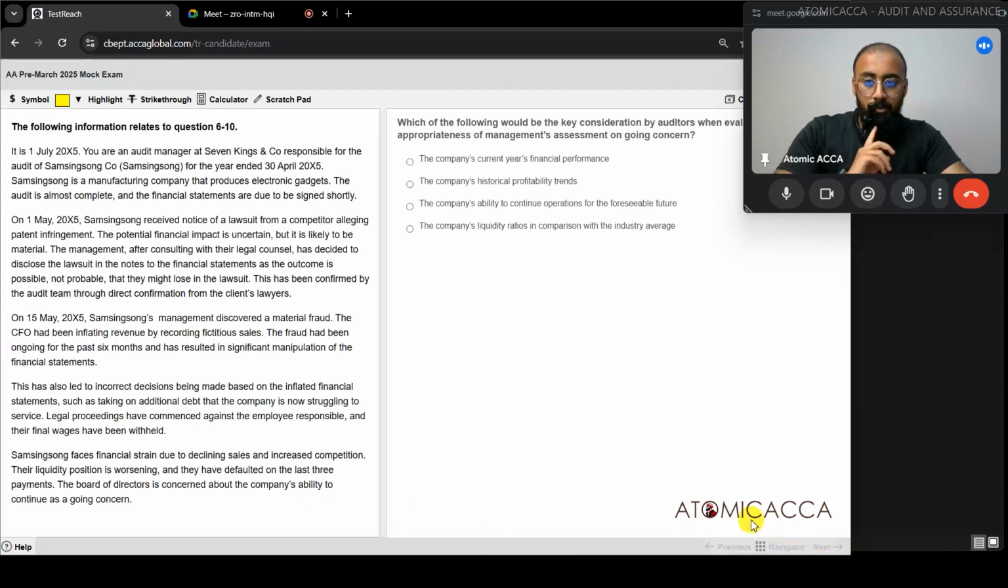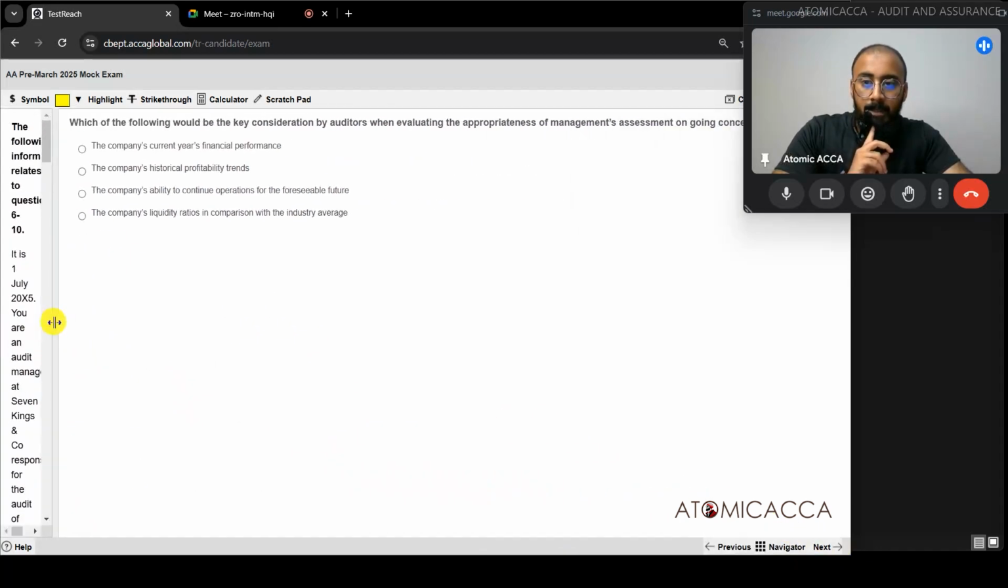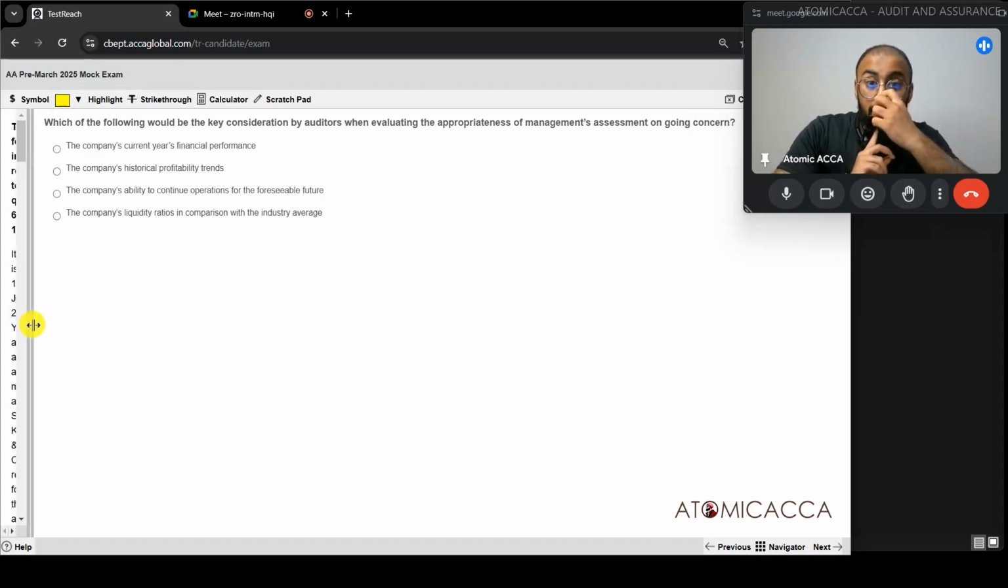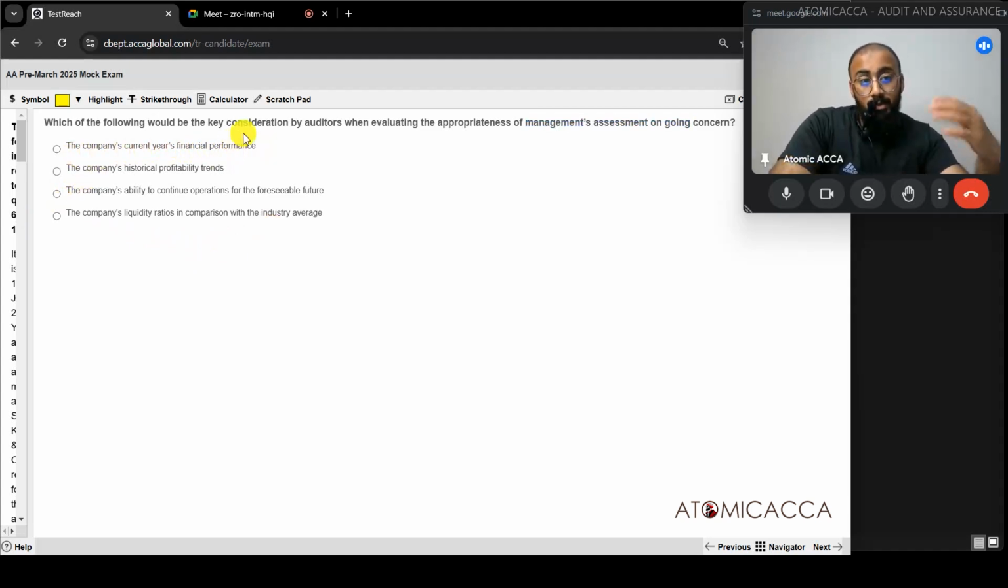Going to the next one. Which of the following would be the key consideration by auditors when evaluating the appropriateness of management's assessment on going concern? Okay, company's current year's financial performance. The current year figure is not going to give you a lot of information about what's going to happen in future. So that's wrong. That is partially an indicator, but not completely the key indicator. It's not the key consideration.